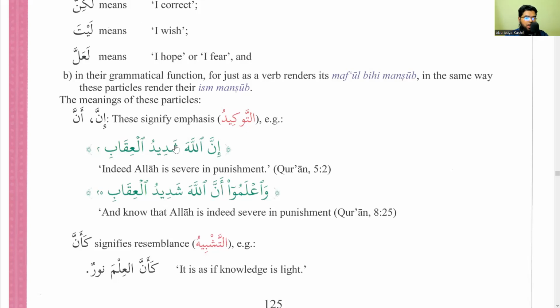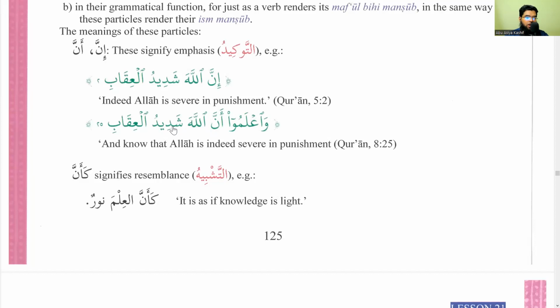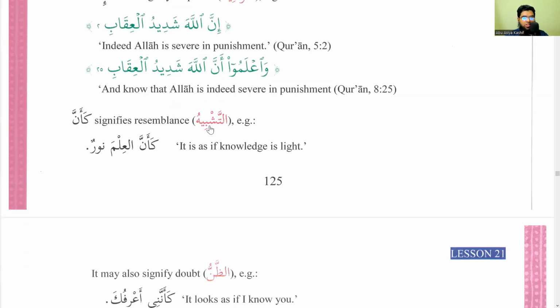Meaning, inna, anna, they signify emphasis. Inna, like inna allaha shadidul iqab. Ismu inna mansub. Anna allaha shadidul iqab. Wa'alamu anna allaha, know that, we can translate as that. And kanna is tashbih. Tashbih means something which is similar. Kanna al-'ilma nurun. So when you see kanna, it means it looks like, it is as if knowledge is light.